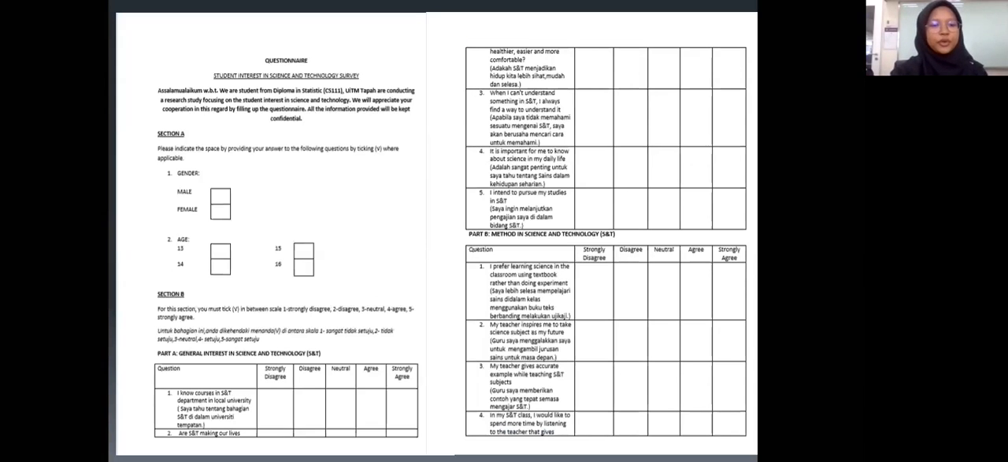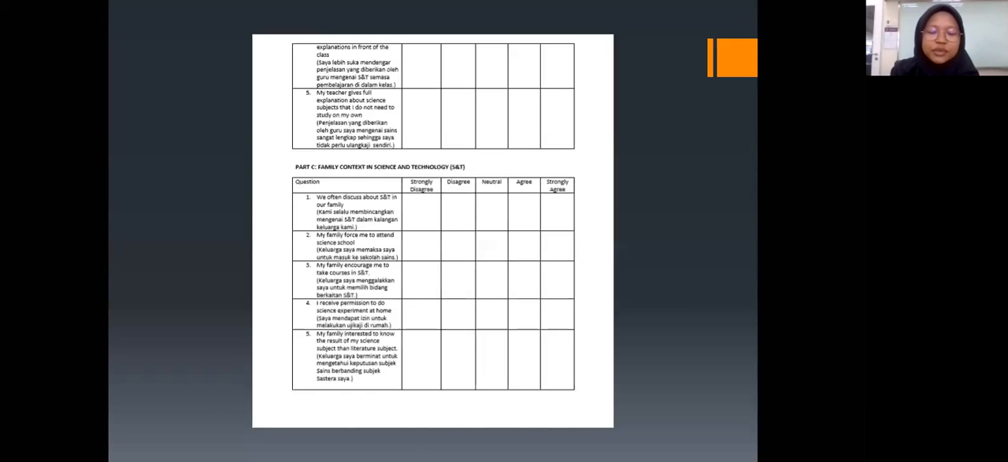So for part A, it mostly asks about the students' general interest in science and technology. In part B, the method in science and technology. And part C is about the family context in science and technology.